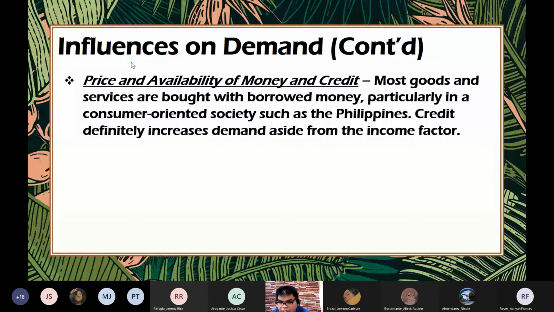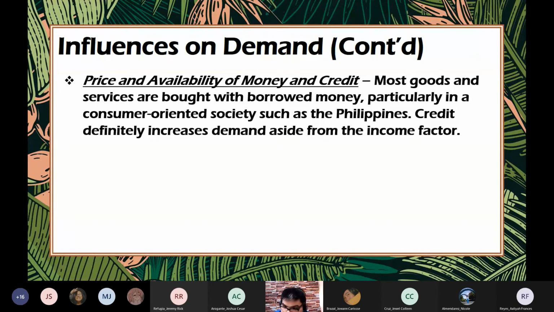Sige, Miss Cruz na lang. Kindly read price and availability. Most goods and services are bought with borrowed money, particularly in a consumer-oriented society such as the Philippines. Credit definitely increases demand aside from the income factor. Okay, no, thank you. So, yun na yun.